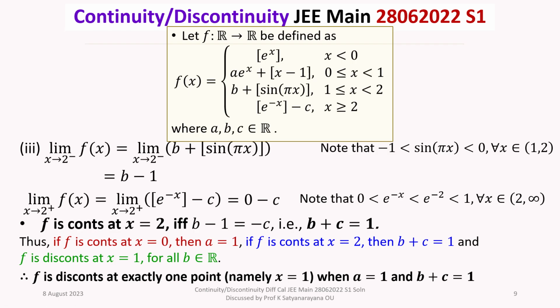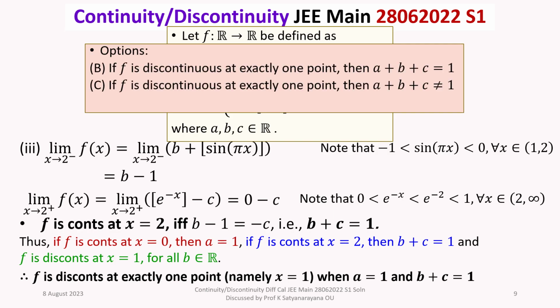So let's look at our options. Now look at option C. If f is discontinuous at exactly one point, then a plus b plus c is not equal to 1. f is discontinuous at exactly one point, namely x is equal to 1, when a is equal to 1 and b plus c is equal to 1. When a is equal to 1 and b plus c is equal to 1, a plus b plus c is 2, which is not equal to 1. So therefore, our option C is true.